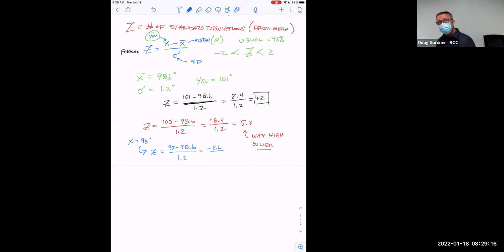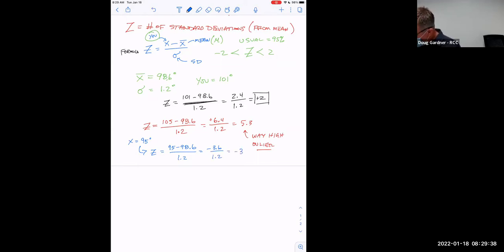And this time when you subtracted, you got negative 3.6, which again, the 3.6 degrees is 3.6 degrees, but the negative tells you you're below temperature. Again, you already knew that, right? Based on common sense, oh, I'm 95, I'm below. Yeah, the negative tells you you're 3.6 degrees below the average. And then again, by itself, that doesn't mean anything until you divide by the standard deviation.